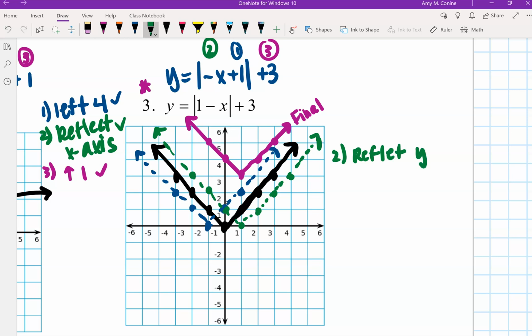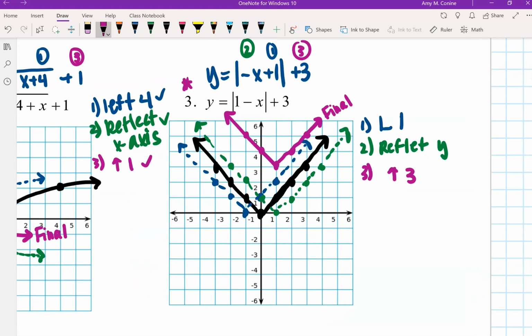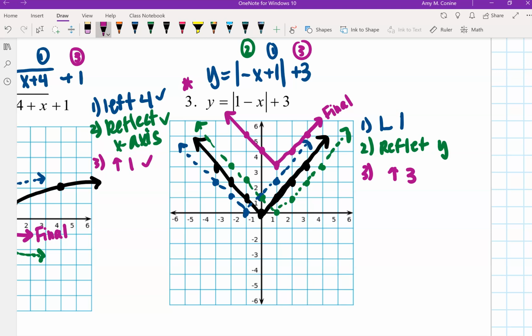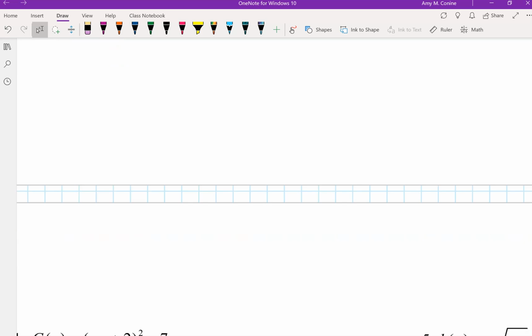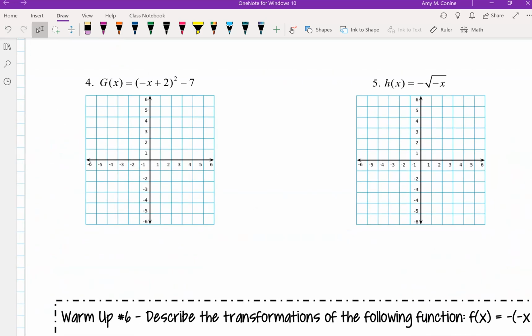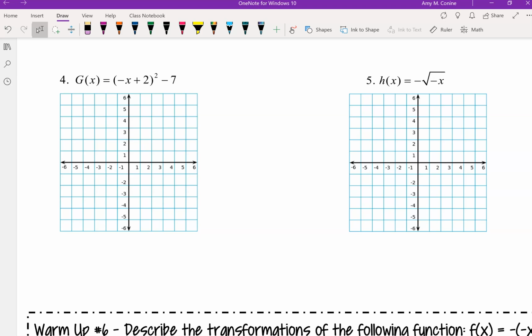And then for your final one, you needed to move it up 3. So I'm just writing what I did because I did not do that yet. So we went up 3. And sometimes it helps to list it. You should be able to list what it is by looking at it. So listing it each time with your graph is really important. So at this point, I want you to go ahead and do 4 and 5 on your own. Okay, so draw your parent function and then do the transformations. Okay, so go ahead and do that now.